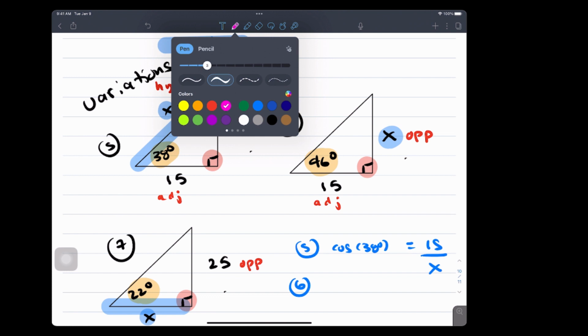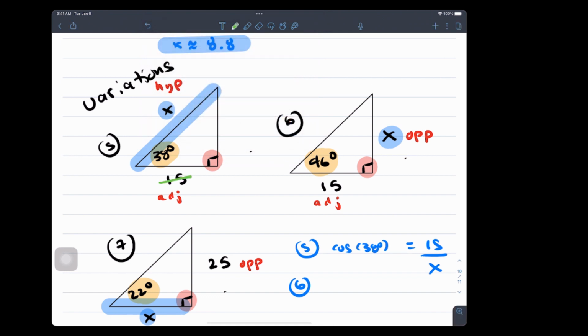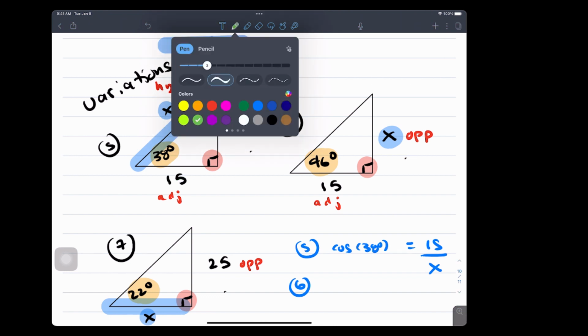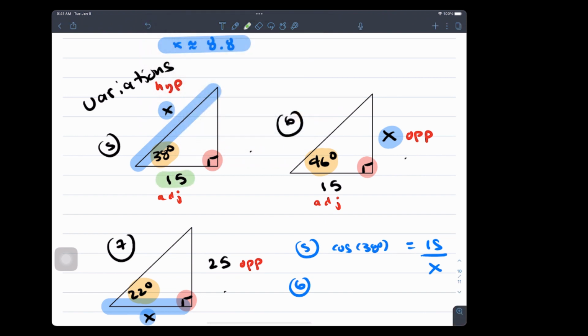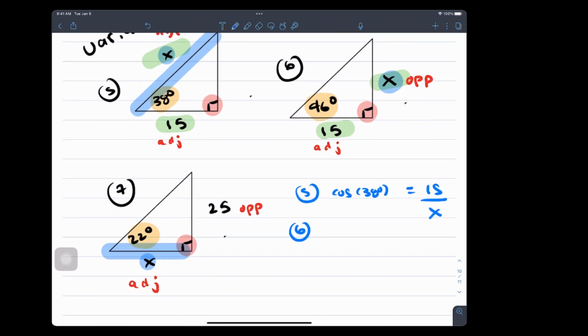Maybe to emphasize, let's get out the highlighter. You've got this 15 and you've got the x. Over here you have the 15 and you have the x. So for number 6, can we say sine 46 degrees? The information they're asking for involves the opposite.